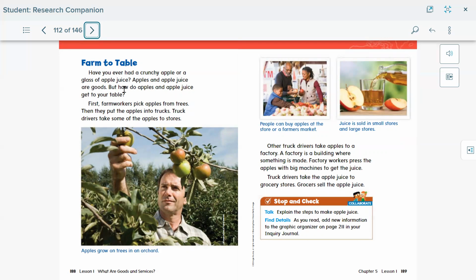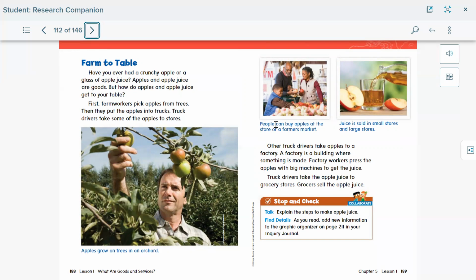Farm to table. Have you ever had a crunchy apple or a glass of apple juice? Apples and apple juice are goods. But how do apples and apple juice get to your table? First, farm workers pick apples from trees. Then they put the apples into trucks. The drivers take some of the apples to stores. And as we see here, apples grow on trees.